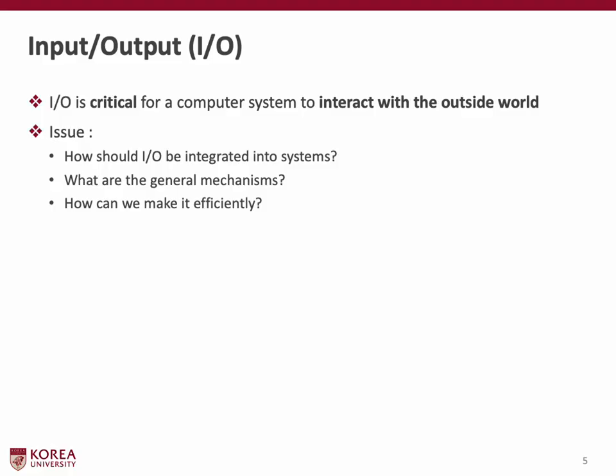Basically, I/O stands for input and output, and it is very critical for a computer system to interact with the outside world. Without I/O, a computer system cannot receive any input from users or send any output to devices like screens or storage. But I/O also brings up some important questions. How should we connect I/O devices to the system? What general methods should we use? And how can it do this efficiently? We will explore these issues one by one in this lecture.